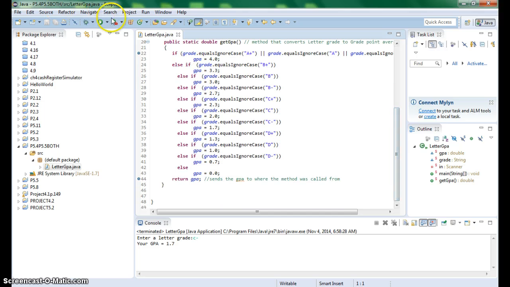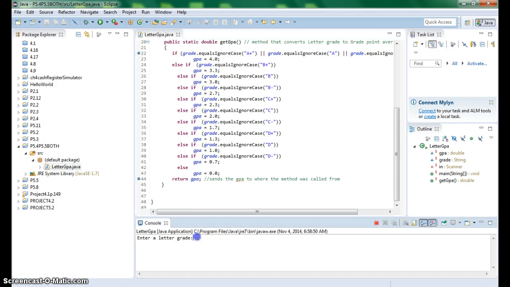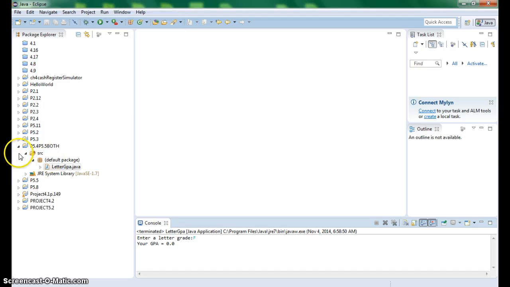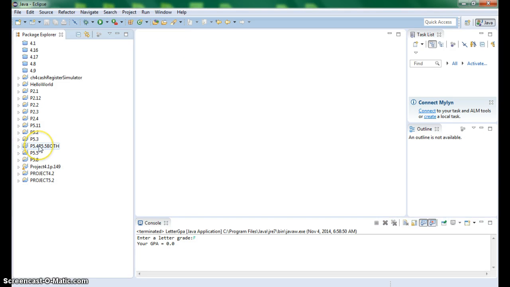Let's see here, a letter grade. F is just going to come up 0 because after D, it just says else. Anything else is a 0. So that includes the F's, that includes the mistypes, different things like that. Okay, so that was my letter grade 5.4, and that was my fourth one.